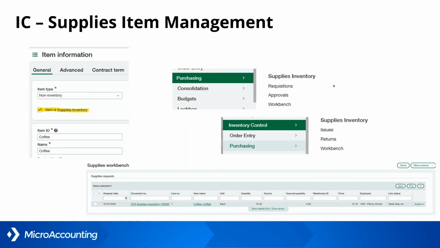And then also under my inventory control module, I see the same supplies inventory module with issues, returns, and a supply workbench as well. And then this bottom screenshot here is the actual supplies workbench, where I can see any of those requests that have come in from users or from employees, to then determine if I want to approve those and take action on those and create a purchase order.